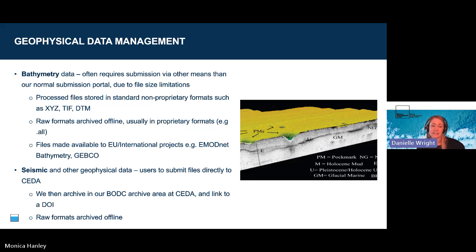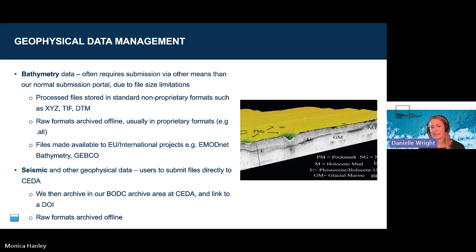non-standard routes to receive the data. So we will normally expect to see processed files in non-proprietary formats such as XYZ, TIFFs, or DTM. We do like to store the raw formats in their proprietary formats, and that's usually stored offline in the tape servers. It usually comes straight off the ships normally in that format, so we can just store it straight away offline. And yeah, we like to make those files available to EU and international products where available.